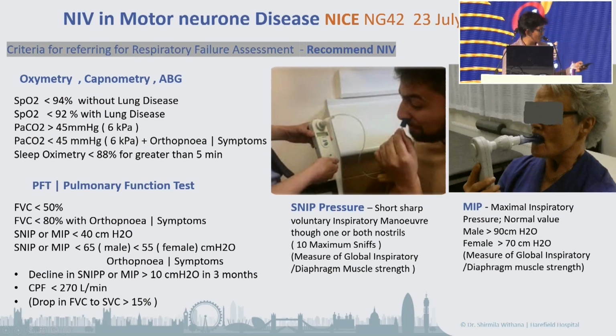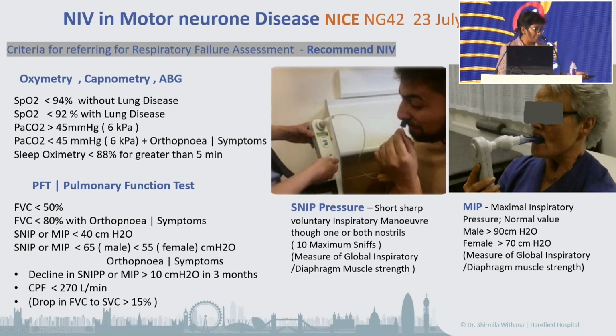Now, you combine that with these lung function measures: FVC less than 50, but less than 80 if you are symptomatic. We spoke about the SNIP pressures or the maximum inspiratory pressures. This is the device that I showed you before, in use. The SNIP, which you use at the nostril, is the inspiratory pressure measurement. The same device with a mouthpiece can give you the MIP, and these are the cutoff values. Now, one thing important is that these values are very useful in your follow-up to decide how fast the patient is declining. So, a reduction of more than 10 over 3 months.